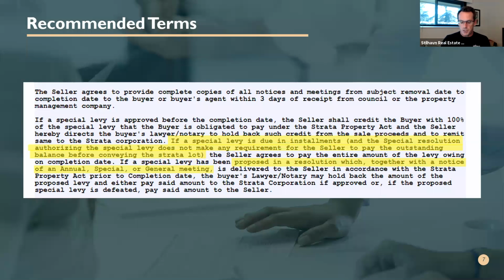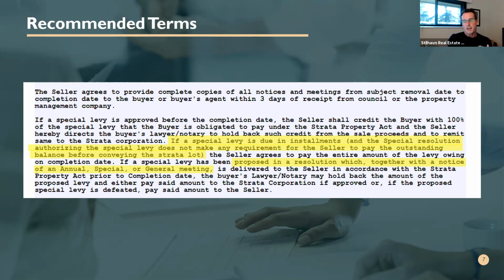So if a special levy is approved prior to completion date, the seller has to pay it. It's as simple as that. Sometimes stratas will make it, for convenience, to make it more affordable, payable over 12 months, let's say. When they do that, often they'll say that if someone sells their lot, the entire amount is now due and payable, and they have to pay that off.